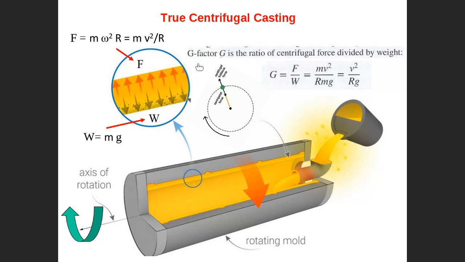Because of that, we have what we call the G ratio or G factor. It is equal to F divided by W.